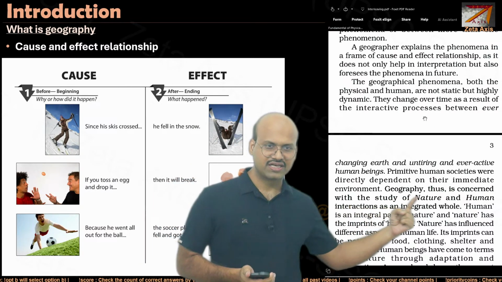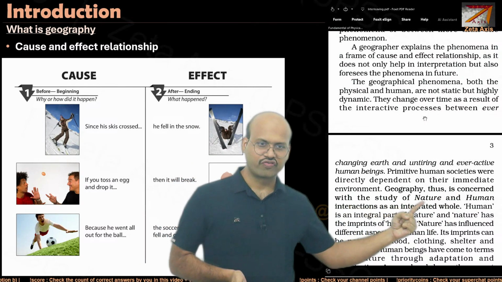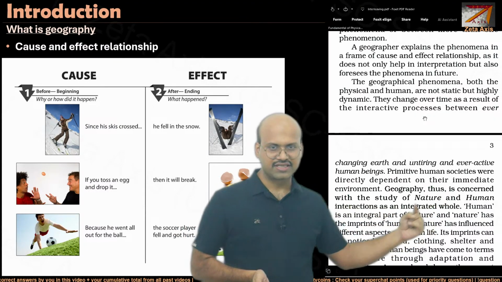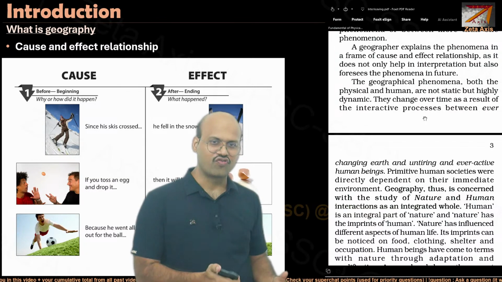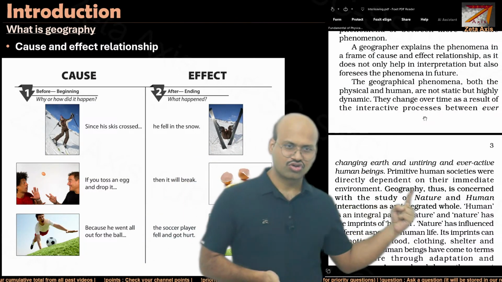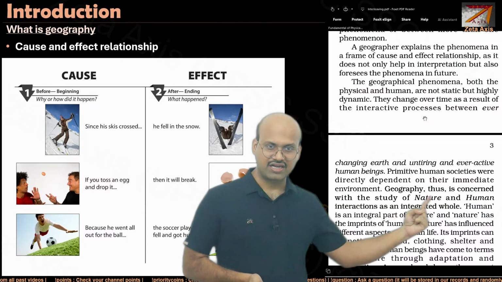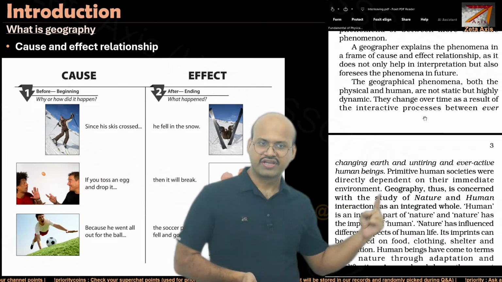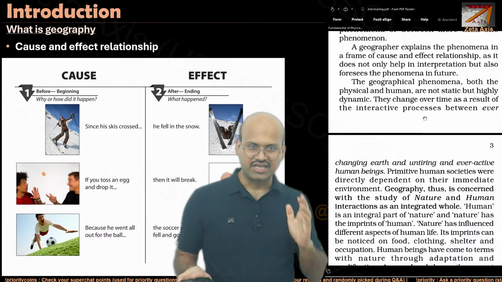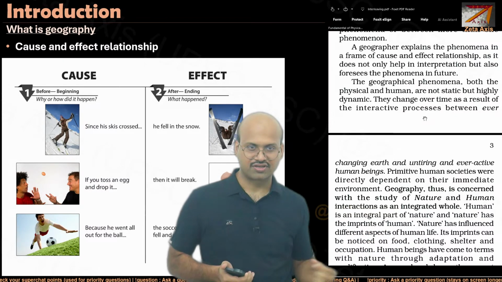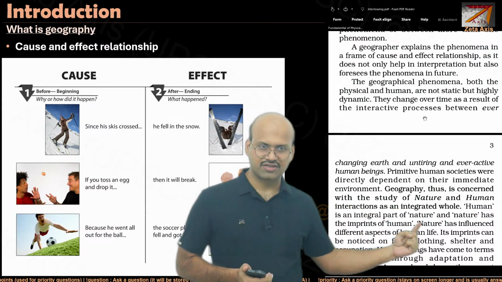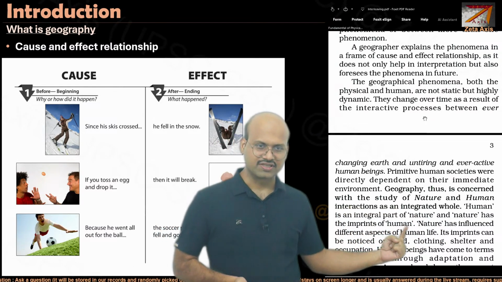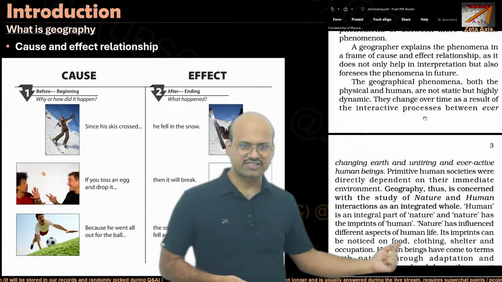So geography thus is concerned with the study of nature and human interactions as an integrated whole. Now it is giving us another understanding of what geography is. It is saying that geography is concerned with the study of nature and human interactions. Earlier it said that it was cause and effect understanding. Now it is saying the relationship between nature and human as an integrated subject. Human is an integral part of nature. Obviously, human is a part of nature, and nature has imprints on human. Nature has influenced different aspects of human life.